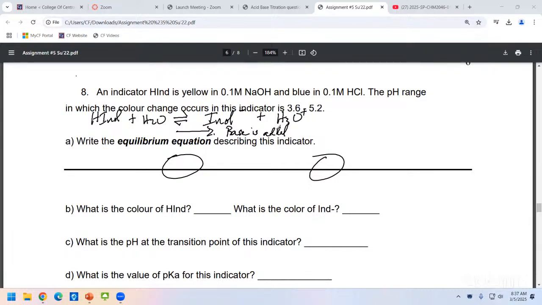So what does that tell us about the colors of the different species in there? Which species would you expect to predominate under these conditions, where the base is added? Ind minus. Okay, so basically that tells us that the Ind minus would be yellow. And it says it's blue in 0.1 M hydrochloric acid, which means the equilibrium shifts in the other direction when acid is added. So what does that tell us?